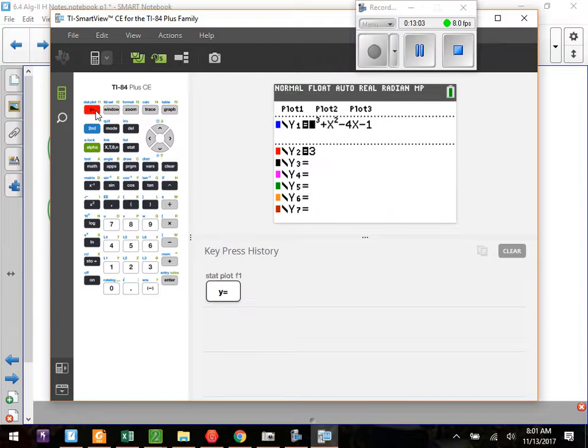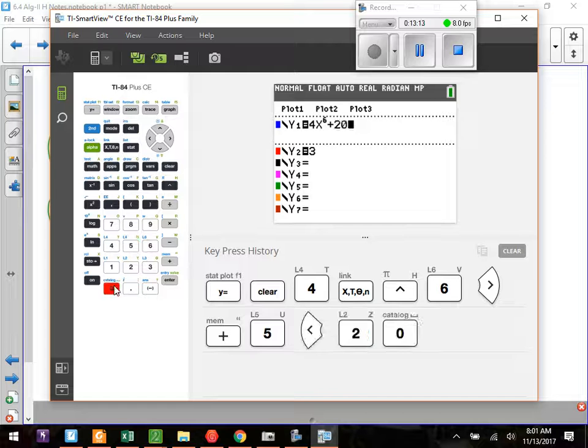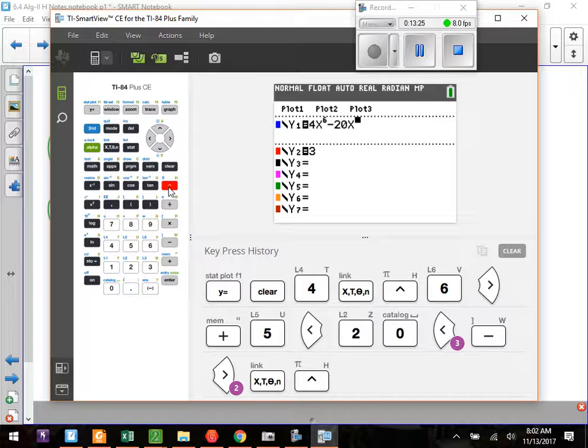What was it, 4x squared, or 4x to the 6th? And then it was plus 5x to the 4th? No, I'm sorry, 20x to the 4th? Was it minus or plus? Minus? Minus 20x to the 4th. And then it was plus 24x squared.